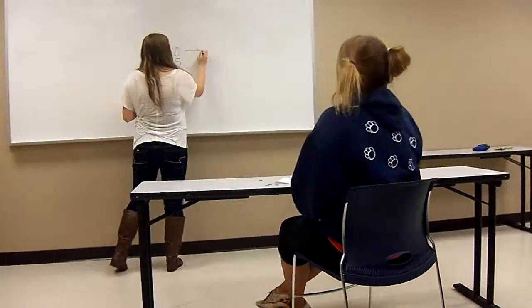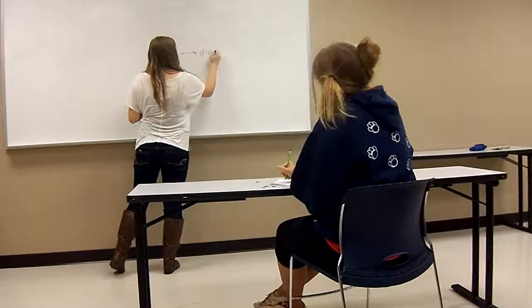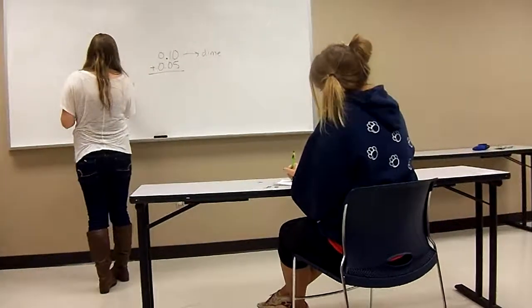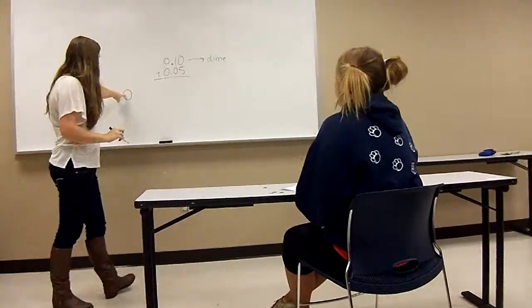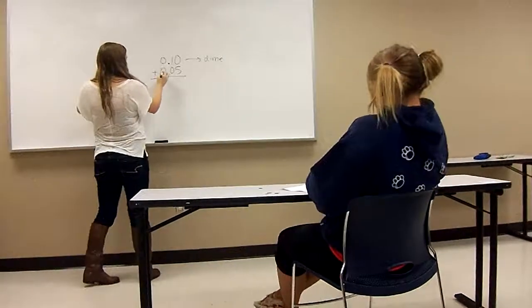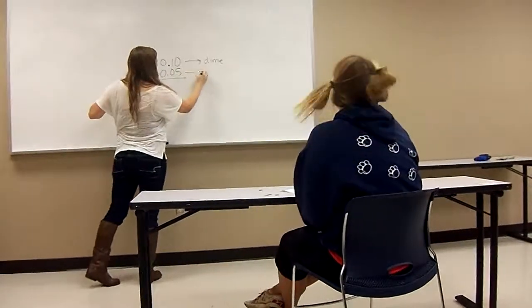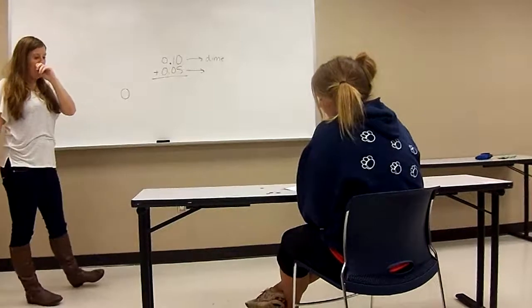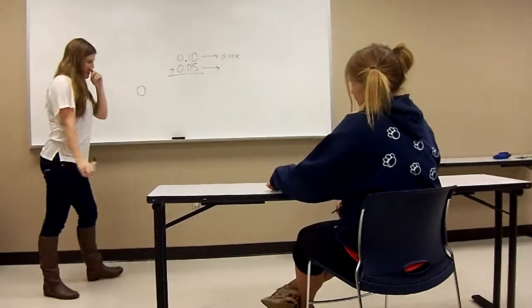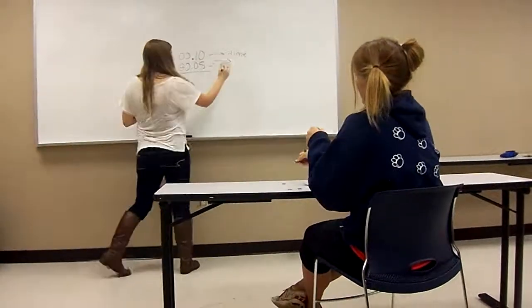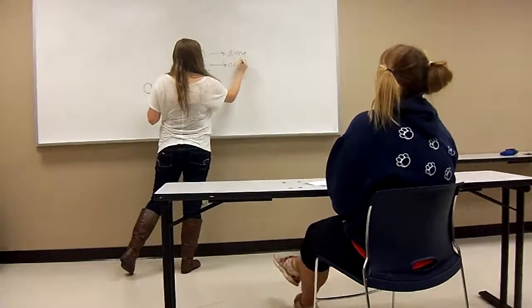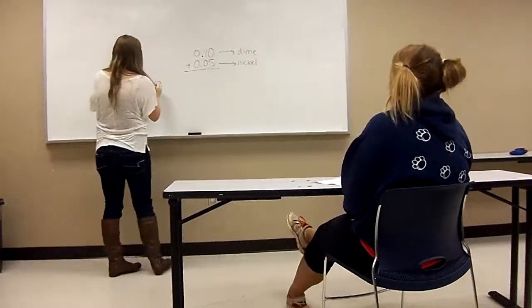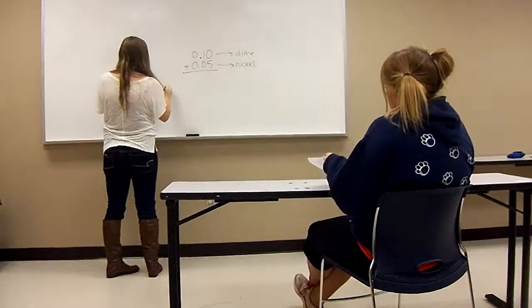So we can have, so you're going to take your dime, and I'll draw one for you. You're going to take a dime, and you're just going to put it over here. Okay. And then we have the 0.05. What coin would that be? I think that's the nickel. Yeah, that's the nickel, right? So, and then, so this is our dime, and this is our nickel.